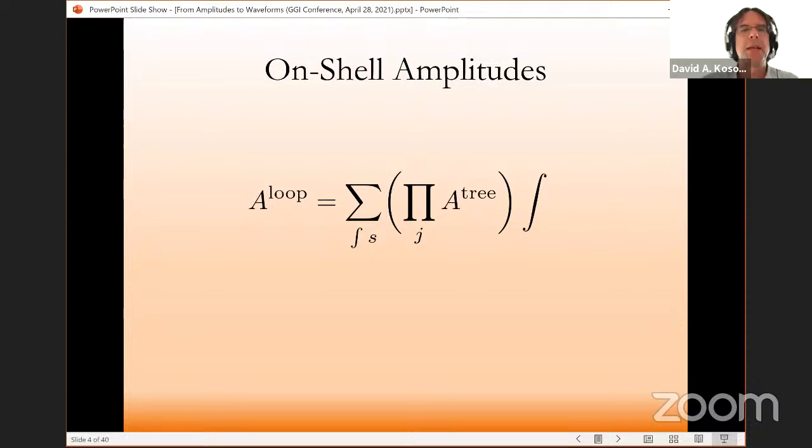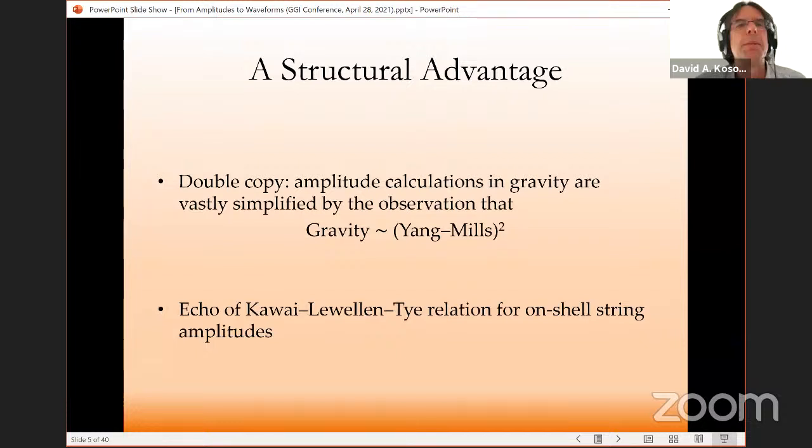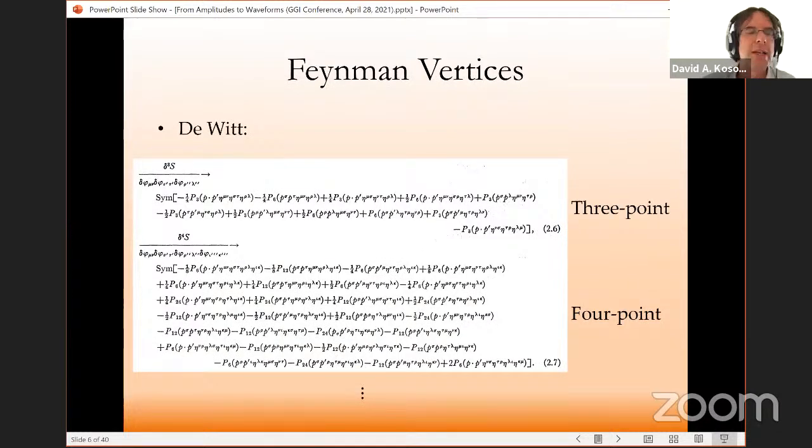Now, one of the examples of structural advantages that have been uncovered by work in amplitudes is that of the so-called double copy. That's the observation that in a certain sense, gravity is the square of Yang-Mills, and that allows you to greatly simplify calculations in gravity. And this, in quantum field theory, is an echo of a much earlier relation, the Kawai-Lewellen-Tye relation for on-shell string amplitudes. If we go back to the 1960s and look at DeWitt's papers, we find that there's actually an infinite number of vertices in gravity, and these vertices, even in optimal gauge choice, are complicated, and they get increasingly more complicated as one goes to higher points.